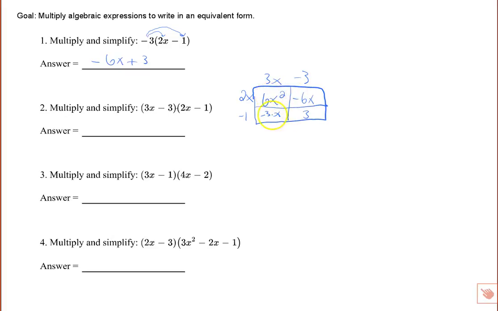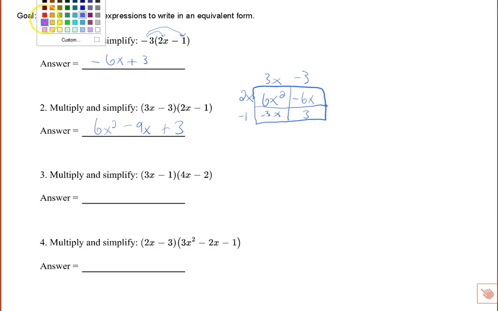So now that I can see what all of these products were, the answer is going to be a sum. Just like this up here was -6x plus 3, I'm going to add up all four of these to get my equivalent expression. So I have 6x squared. Then I have minus 6x minus 3x, so combined that's minus 9x. And I have a positive 3, so plus 3.